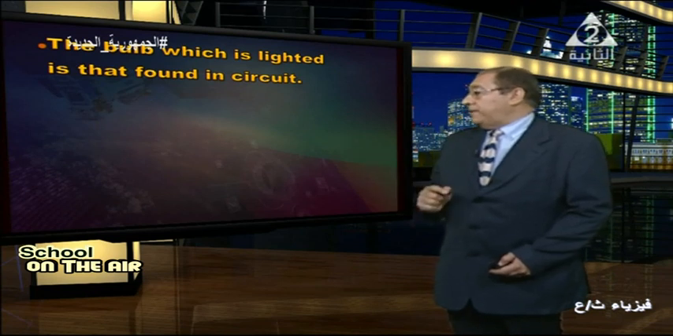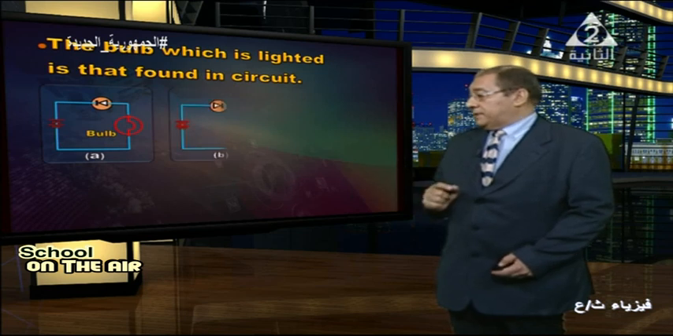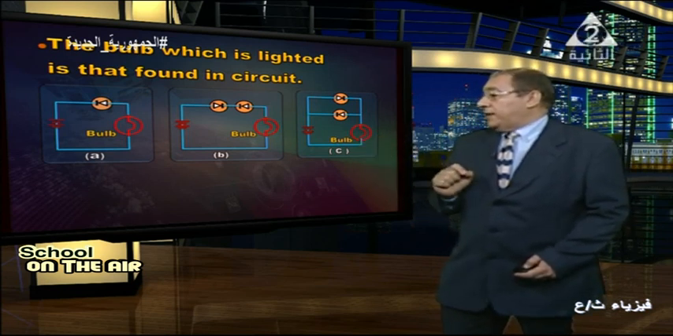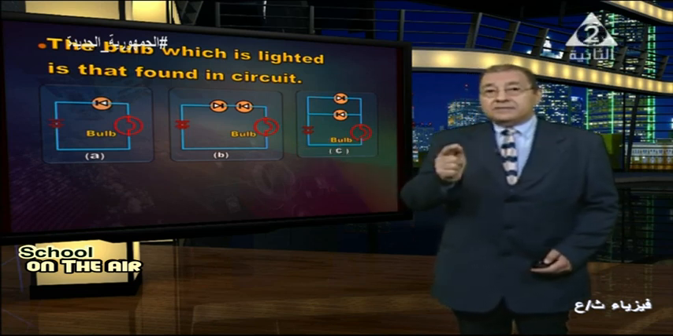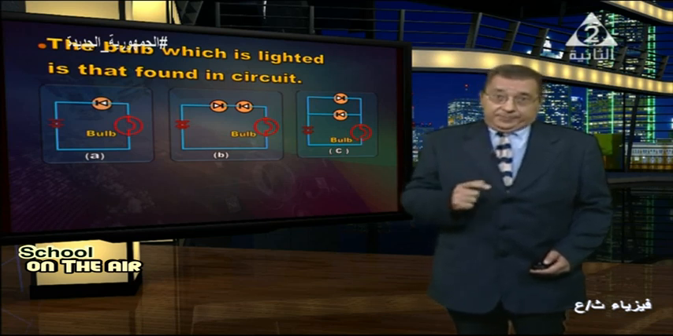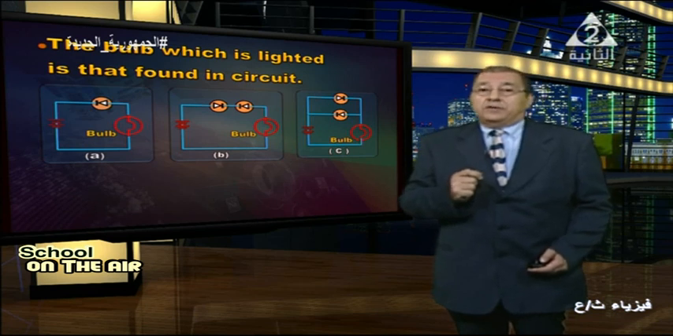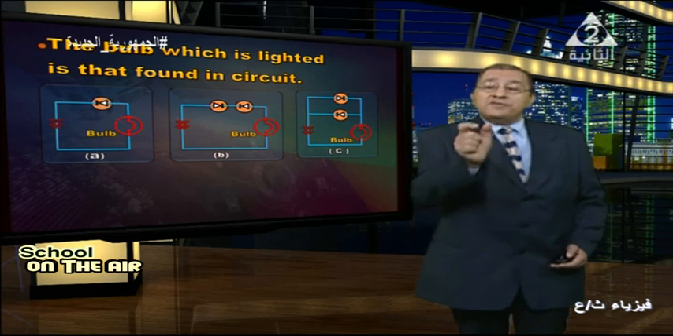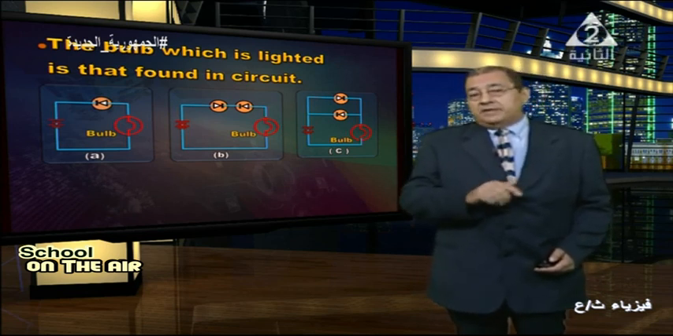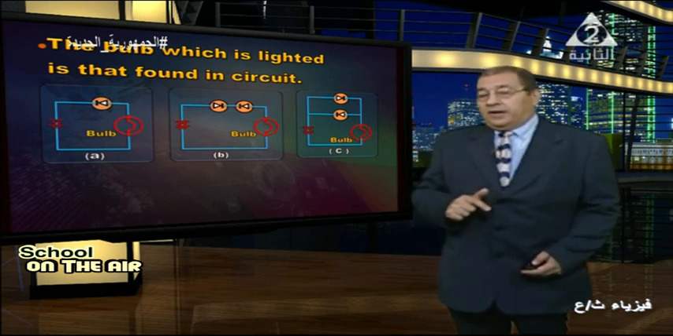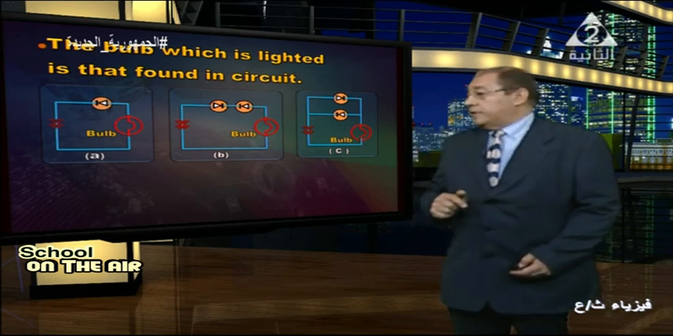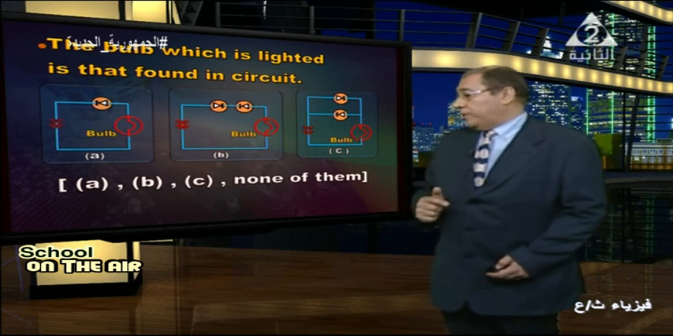The bulb which is lighted is found in which circuit? We've got three circuits here that contain diodes, and we want the bulb which is able to light. Is it A, B, or C? In circuit A, it is reverse biased: the positive electrode is connected to the negative. P is connected to the negative, so no current flows in the first one. In the second, we've got two diodes connected in series and placed in opposite directions, so one of them will be reverse biased and act as an open switch. No current will flow. In the third, they are connected in parallel, so one of them will act as closed, and current will be able to flow. Is it A, B, C, or none of them? Of course it is C.